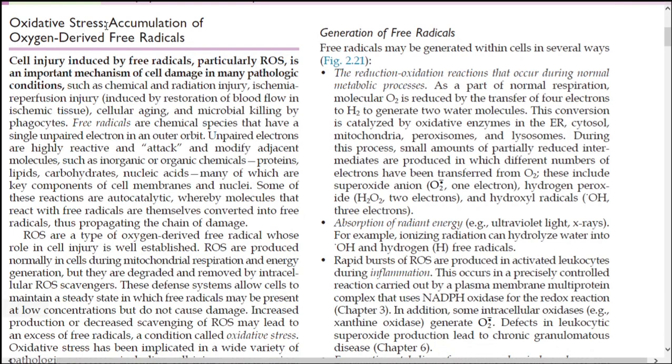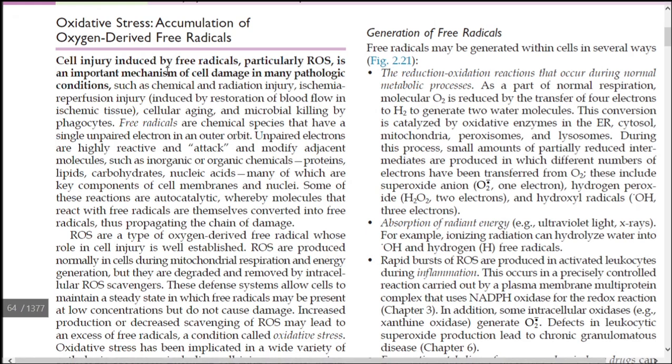What is oxidative stress? The accumulation of oxygen derived free radicals. So cell injury which is produced by free radicals, particularly reactive oxygen species, is an important mechanism of cell damage in many pathology conditions. See, in case of chemical or radiation injury or ischemia reperfusion injury. What is ischemia reperfusion injury?